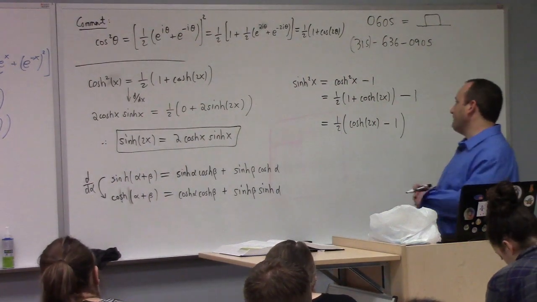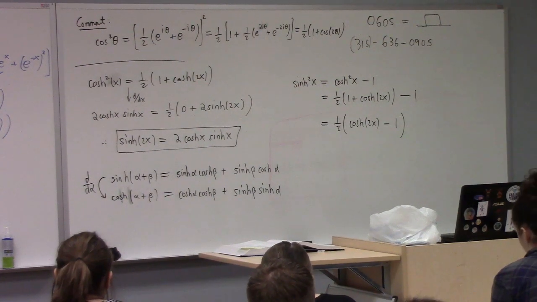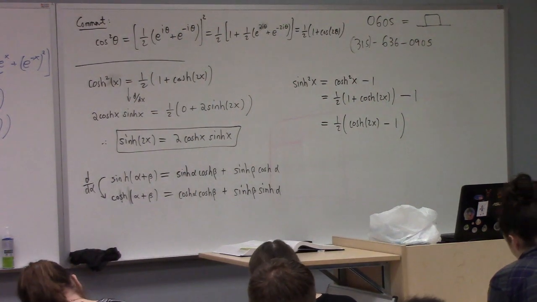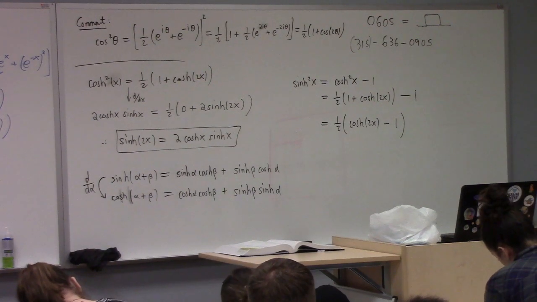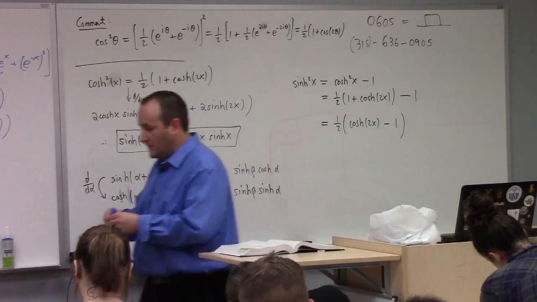Well, that's kind of interesting. That looks a little bit different than what we've seen so far, but there it is. Sinh squared x is in fact 1/2 hyperbolic cosine of 2x minus 1. All right, those are the basic things we know about hyperbolic sine and cosine in terms of identities.